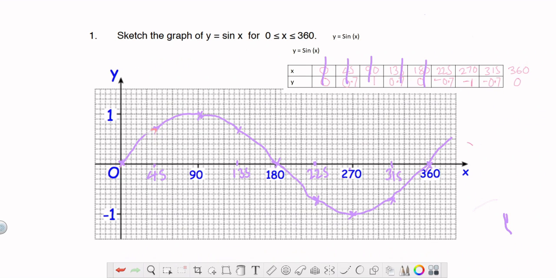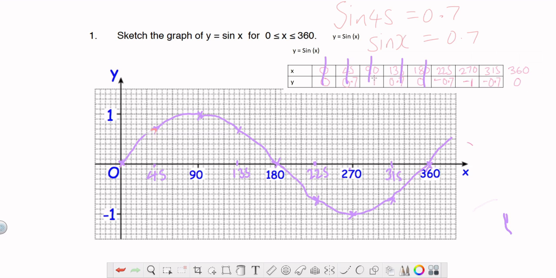Now, what if I said to you, if you look here, sine of 45, let's write that down. Sine of 45 is 0.7. What other value of x will give you 0.7? So when x is 45, sine 45 is 0.7. What other value of x will give you 0.7?